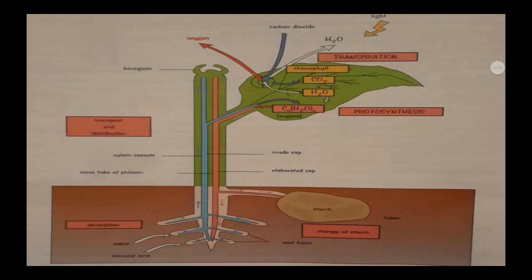Again, in this figure, we can see H2O, which is water, released out of the leaf. This process is called transpiration. Transpiration is the process in which the plant releases excess water outside through the leaves. So the excess water that we give to the plant goes out by the process called transpiration, outside the leaf.